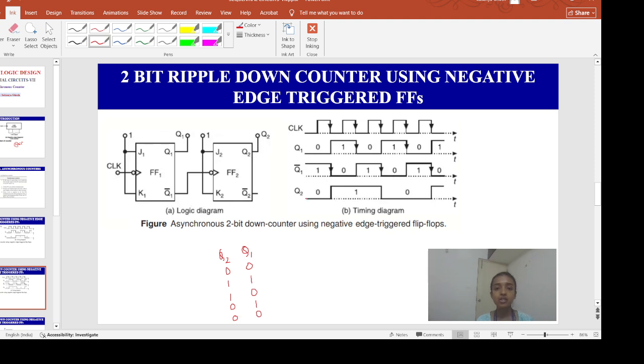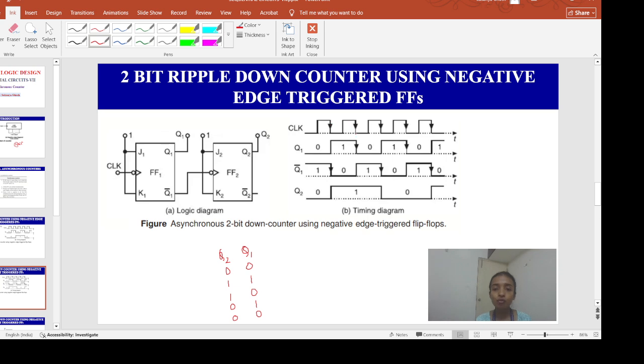Okay, so this is the timing diagram. First, these flip-flops will be triggered at the negative going edge of the clock pulse. So whatever we have discussed over here, initially both Q1 and Q2 were 0. Okay, when the negative going edge of the first clock pulse appears, this first flip-flop will toggle. That means Q1 will go from 0 to 1. How long will it stay at 1?